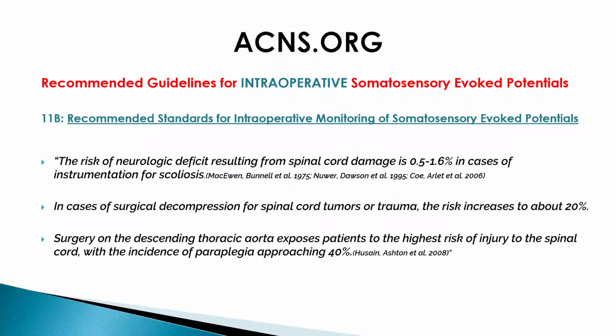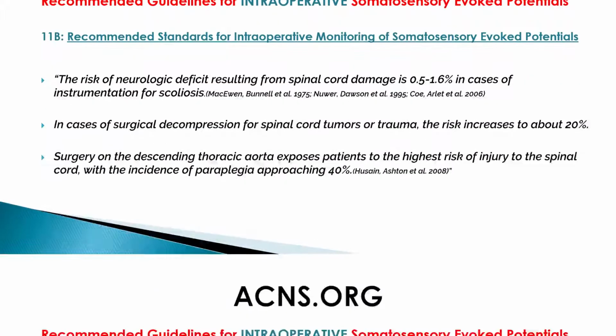It starts out talking about spinal cord risk in certain surgeries. The risk of neurological deficit resulting from spinal cord damage is about 0.5 to 1.5% in cases of instrumentation for scoliosis. In cases of surgical decompression for spinal cord tumor or trauma, the risk increases to 20%. And surgeries on the descending thoracic aorta expose patients to the highest risk of injury to the spinal cord, with incidence of paraplegia approaching 40%. This is the reason why we're there.